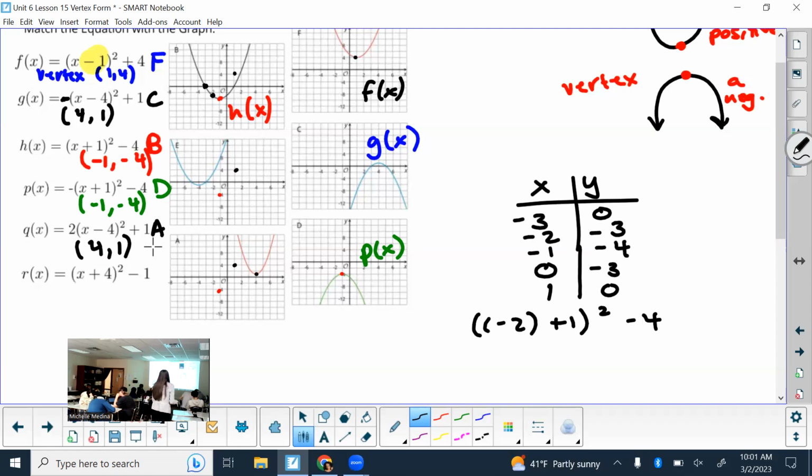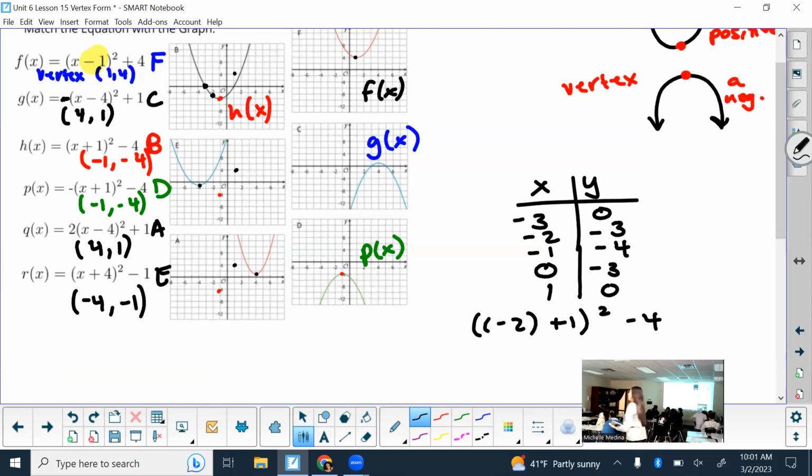And then by process of elimination, R of X must be E. And let's see if that makes sense with my vertex for R of X. -4, -1. And yeah, that one does have a vertex there, so that makes sense. So do you think on your test, you can confidently match the graph based on vertex form? Okay, good. What if you completely forget what to do? What could you do to check your answer?